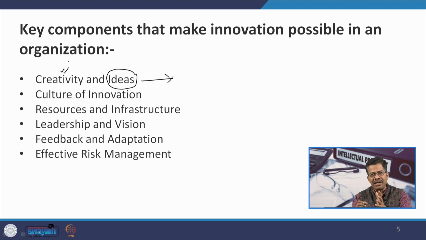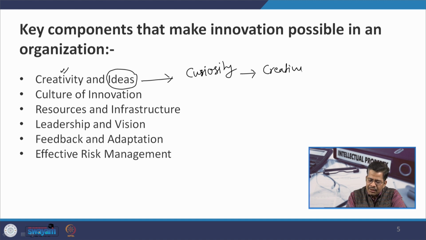Those who are creative, they are innovative people. I do not consider that a correct statement. In fact, we need curiosity for starting the process of innovation. Curiosity, and then after curiosity, creativity comes when we are looking for solutions to different types of challenges and problems.